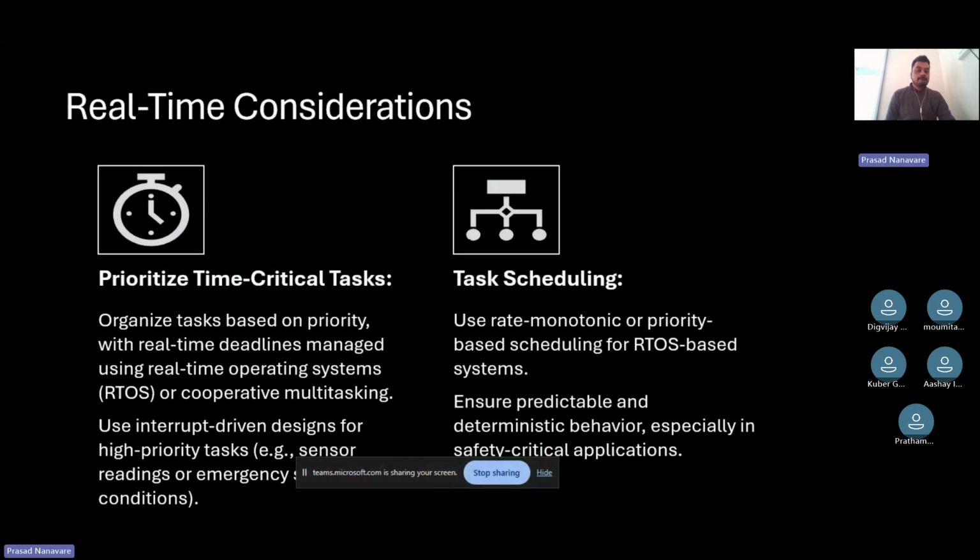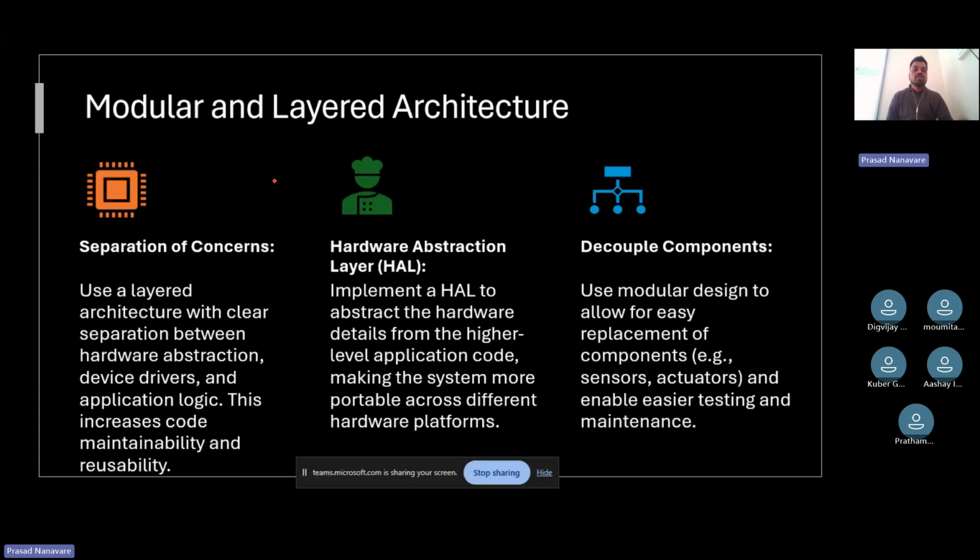Then come some real time considerations. We have to prioritize time critical tasks and task scheduling. When it comes to real time, RTOS comes into play. Then we saw modular and layered architecture. Now, what is modular architecture? To give you a basic idea, modular is an architecture that has been split into different modules.